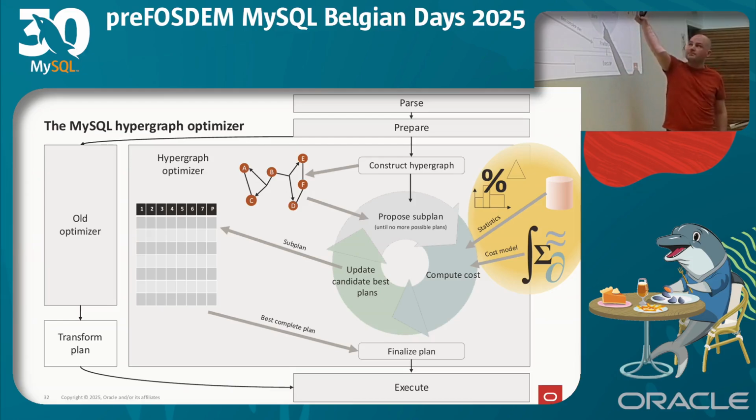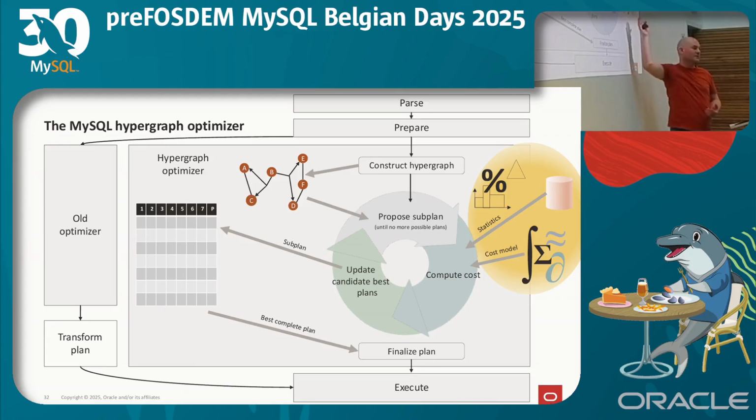We can start with table A, the red table A up there. We have constructed a hypergraph based on join conditions, we have this graph. So table A is our first starting point. We propose a subplan for A. Let's say that is table scan of A. That's always possible. We compute the cost of that.